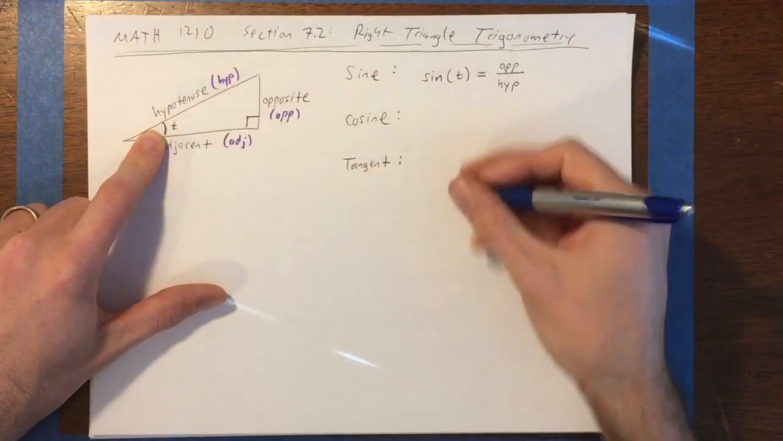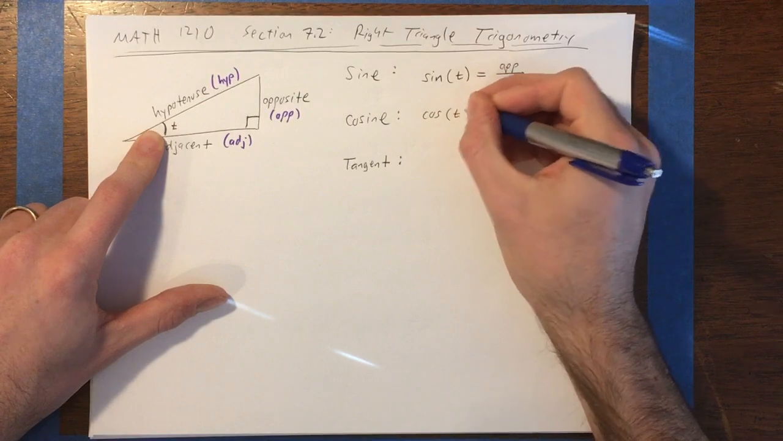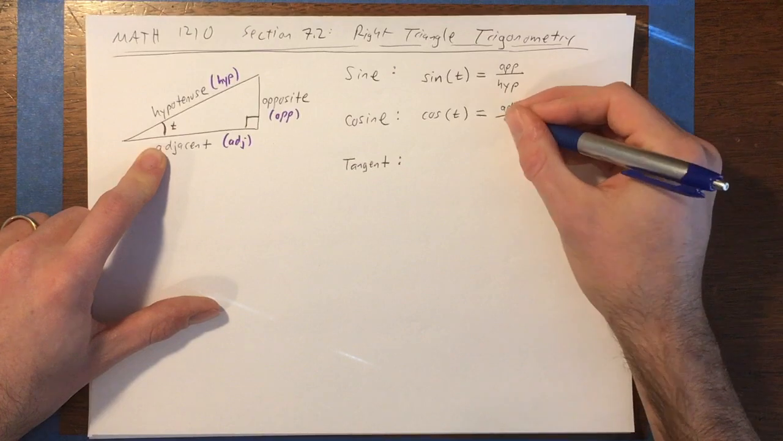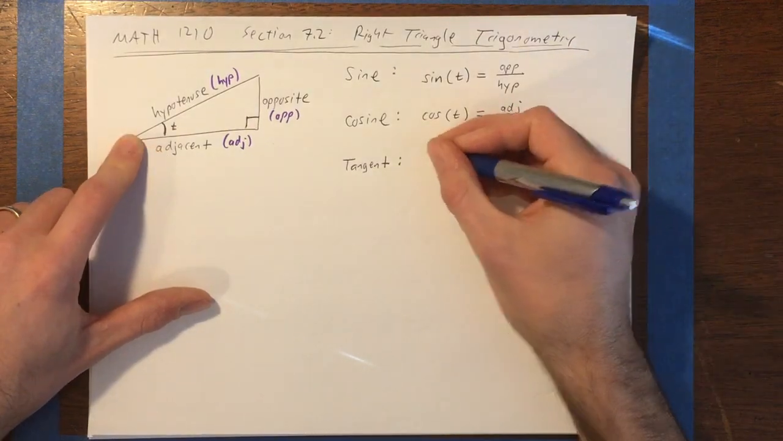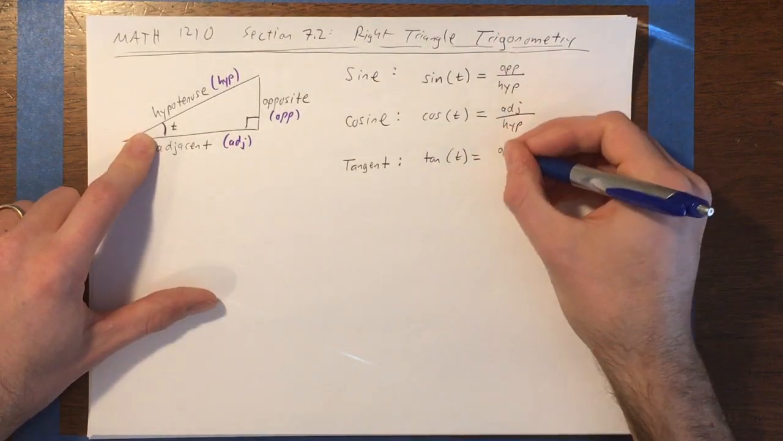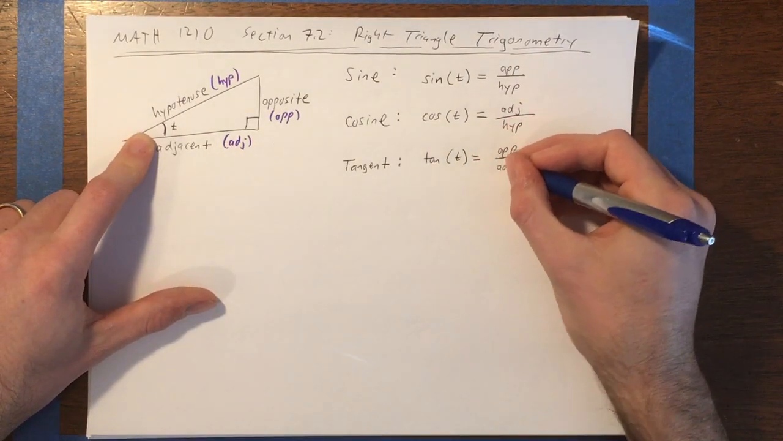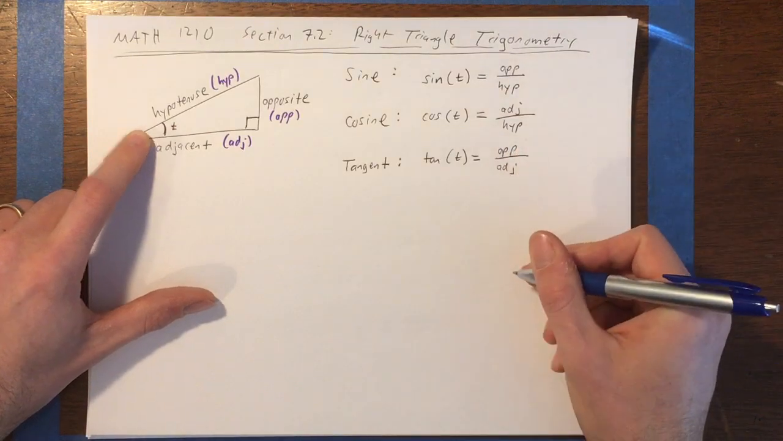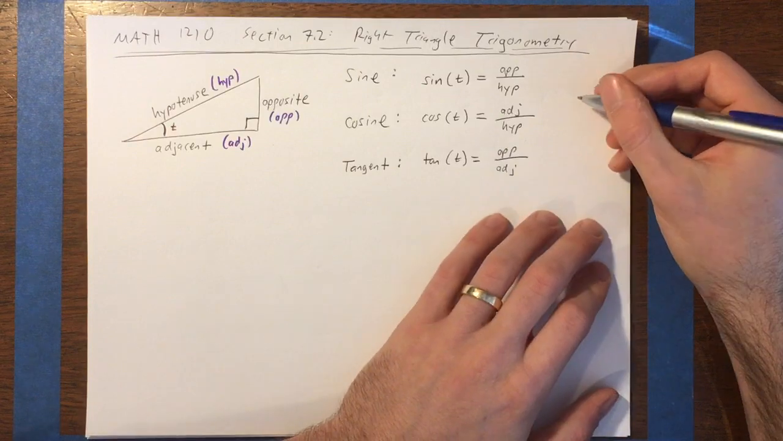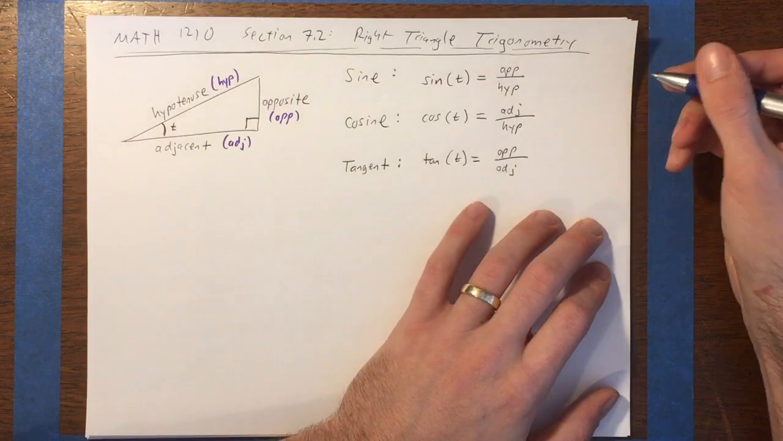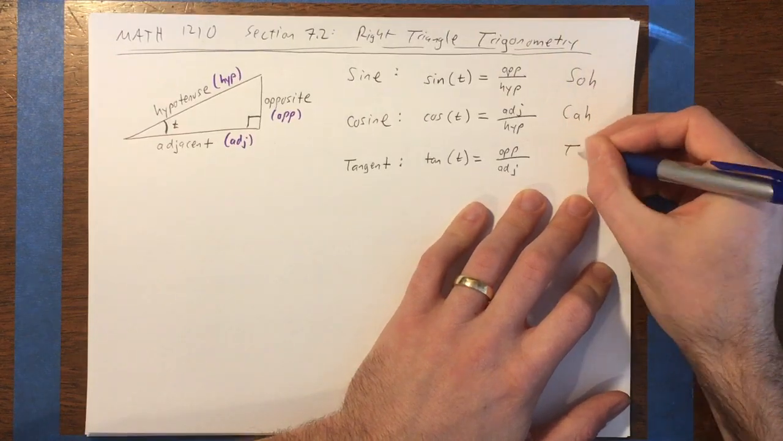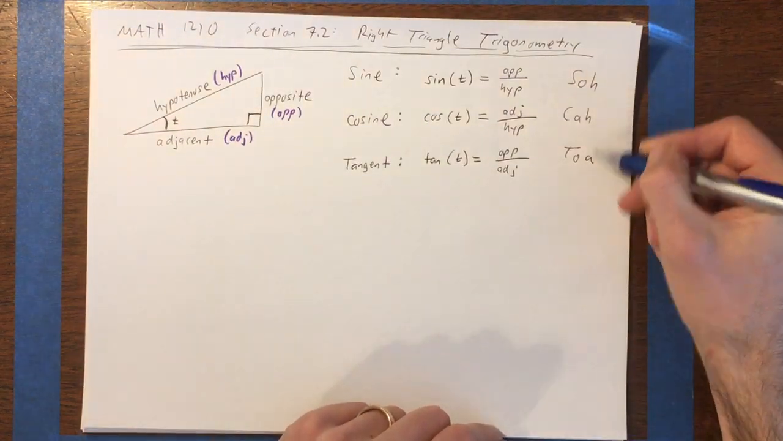Opposite divided by hypotenuse. The cosine of that angle, which is abbreviated COS, is given by the adjacent side length divided by the hypotenuse. And then the tangent, which is TAN, the tangent of that angle is the opposite side length divided by the adjacent side length. And there's a really famous mnemonic to help you remember this. It's called SOHCAHTOA. It goes like that. SOHCAHTOA.